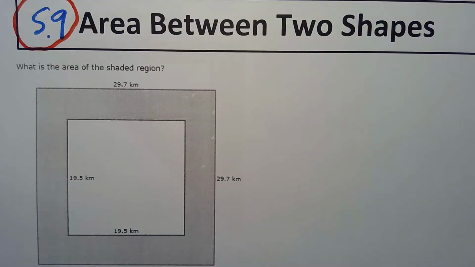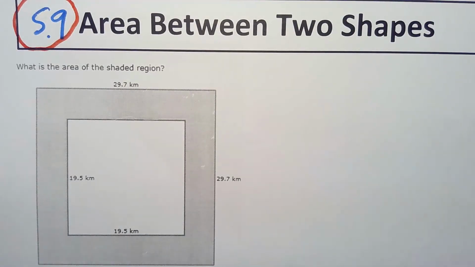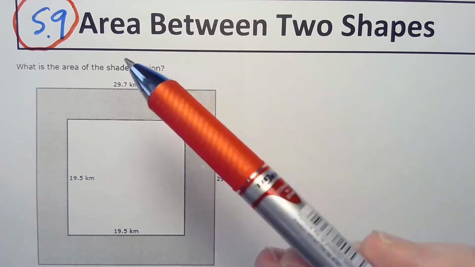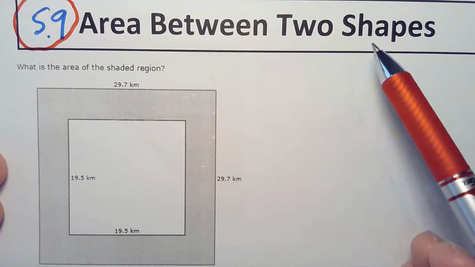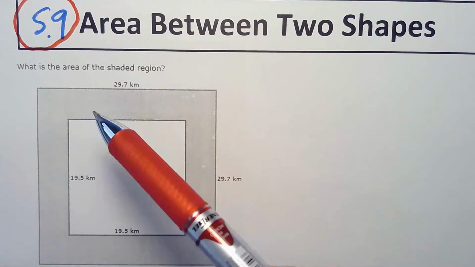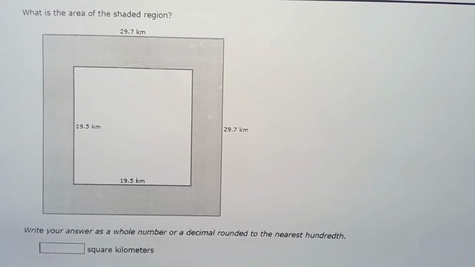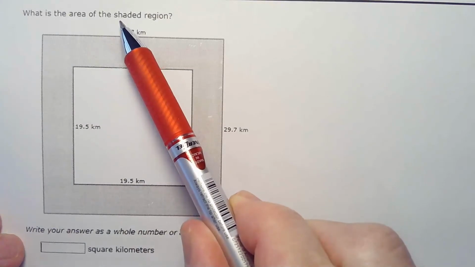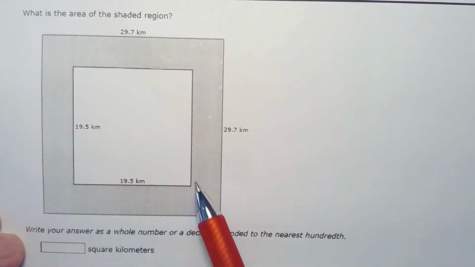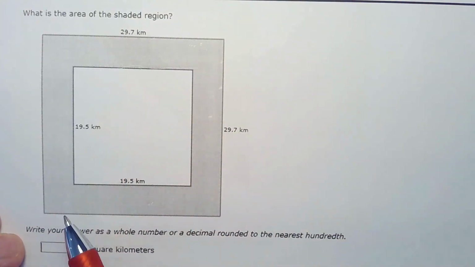Well, today we're going to look at areas. This time, though, it's going to be a little more complicated because we're going to find the area between two shapes. So, for instance, let's just dive right in. Here's a problem where we're trying to find the shaded region. The shaded region is this darker frame, almost like a picture frame, if you will.